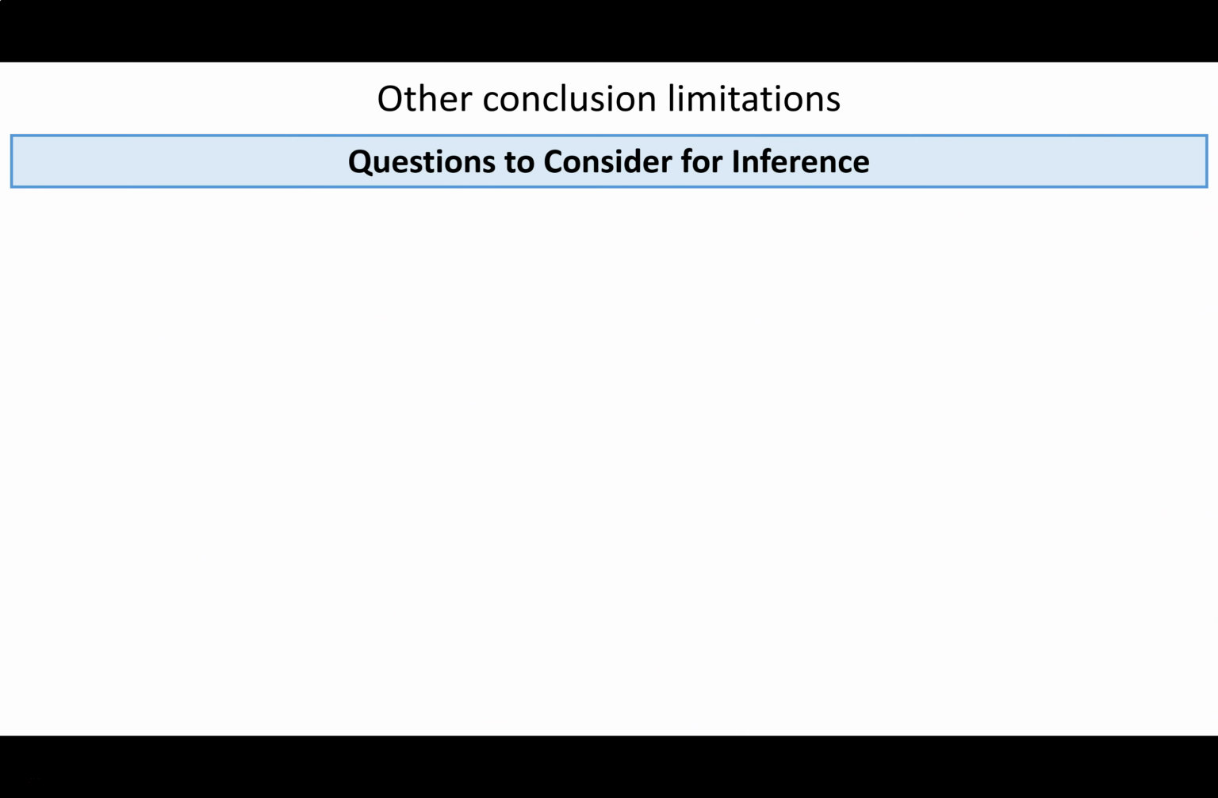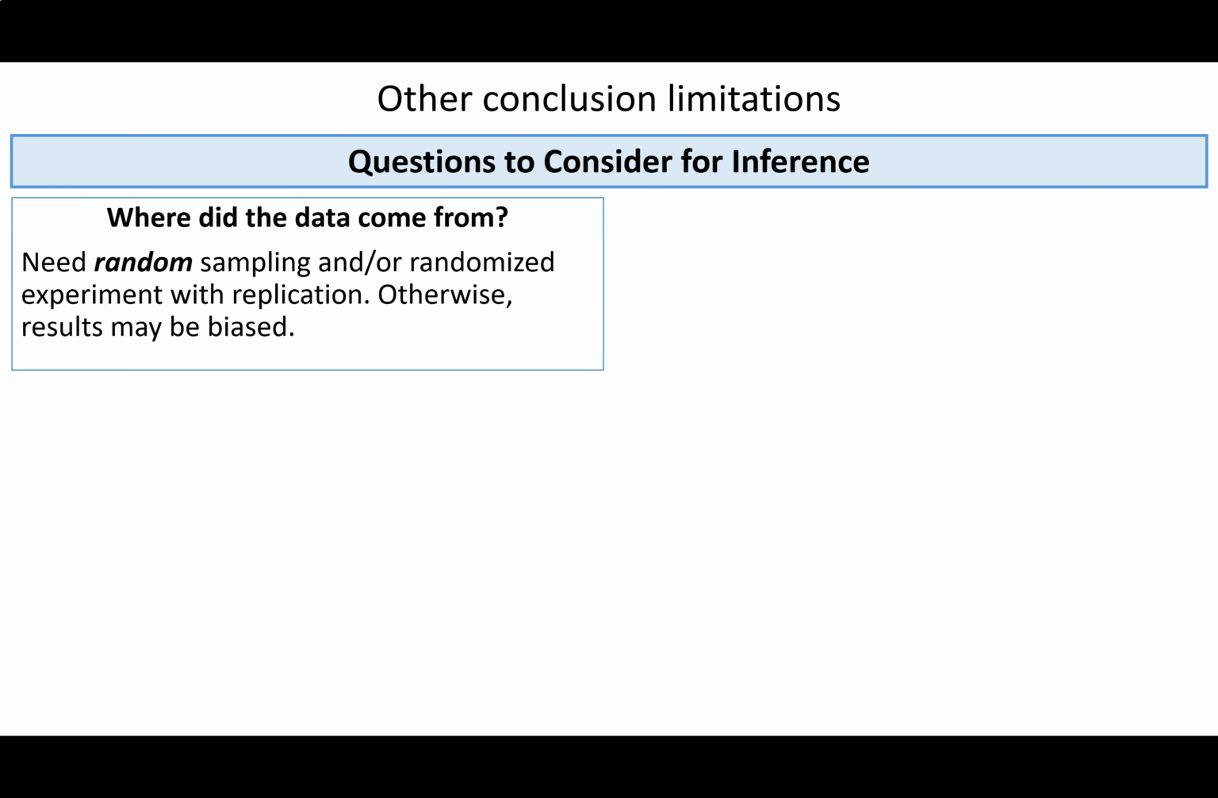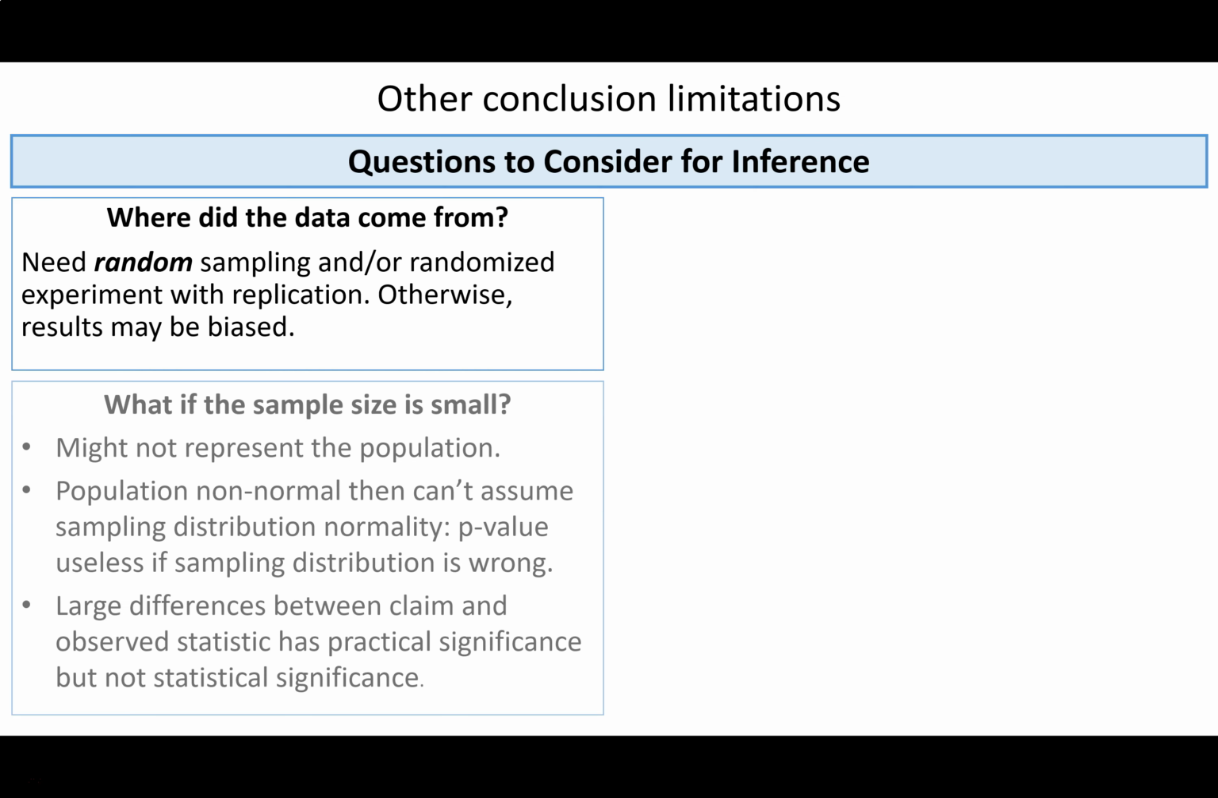So other conclusion limitations here. There are definitely things you should ask yourself when you're looking at hypothesis test results. Where did the data come from? How were they sampled? How were they surveyed? If it's an experiment, was the treatment randomized? That kind of idea. If you have a very small sample size, a lot of times it's very difficult to confidently say, yes, this sample represents a population, which becomes very, very complicated very quickly.